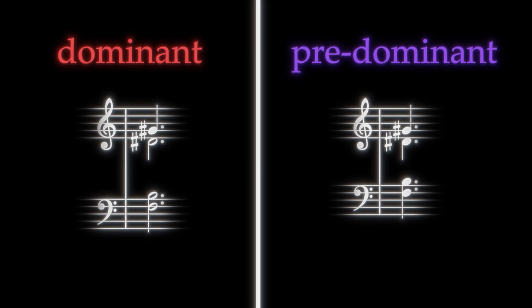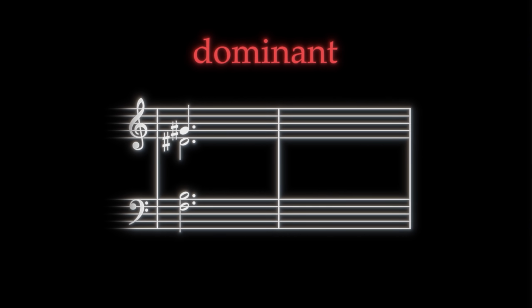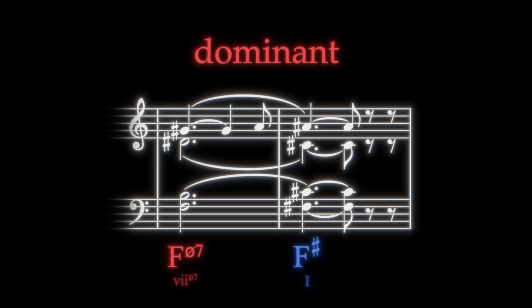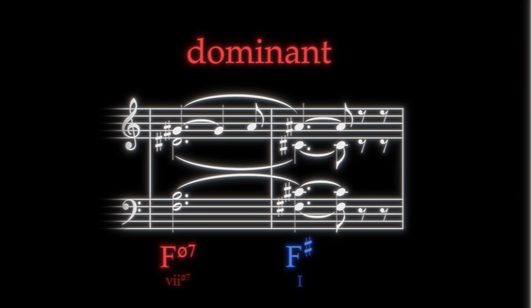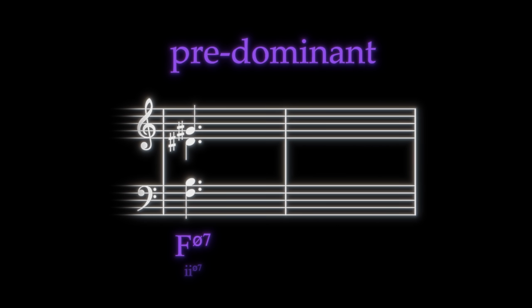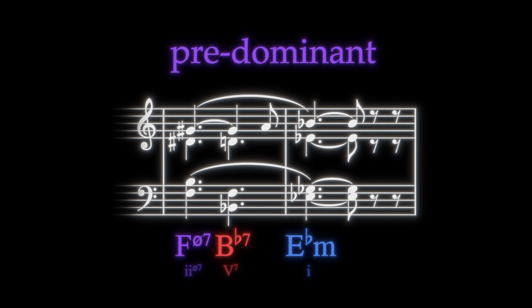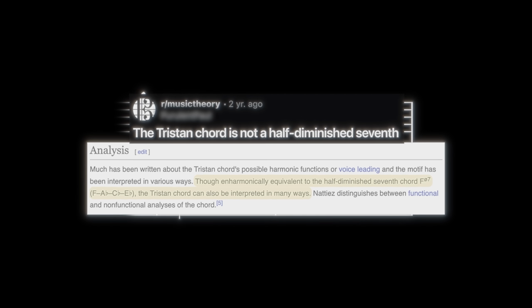So this chord Wagner wrote should either resolve to an F-sharp major, functioning dominantly, or be part of a 2-5-1 progression in E-flat minor, functioning predominantly. Of course, it does neither of these things, and instead goes to an E7 chord, which has convinced some listeners that the chord can't possibly be a half-diminished chord.